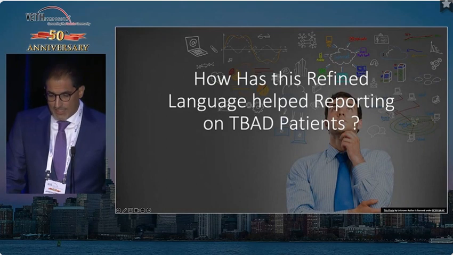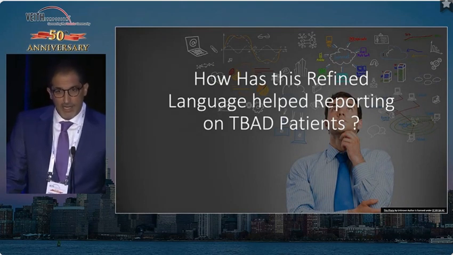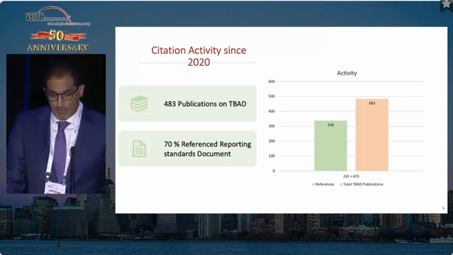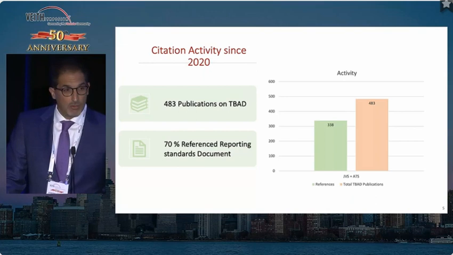So the question was, how has this refined language helped reporting on type B aortic dissection patients? Well, since the 2020 publication, I've tallied nearly 500 publications on type B aortic dissection, and 70% of those have referenced a reporting standards document. We consider this a monumental success in terms of finding a common language that we can use to describe this pathology.